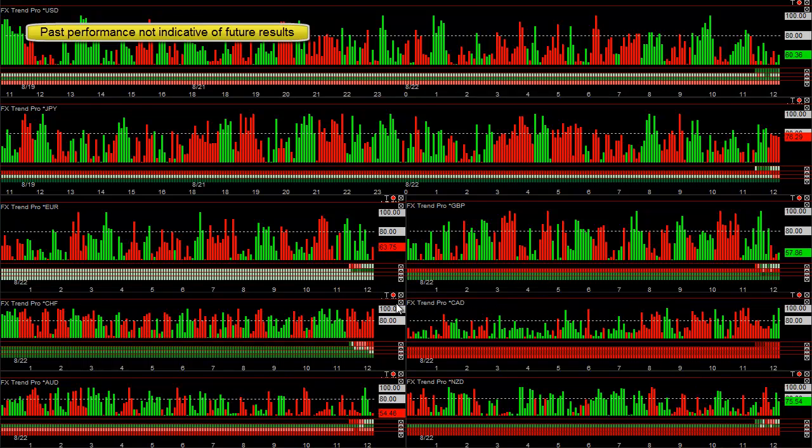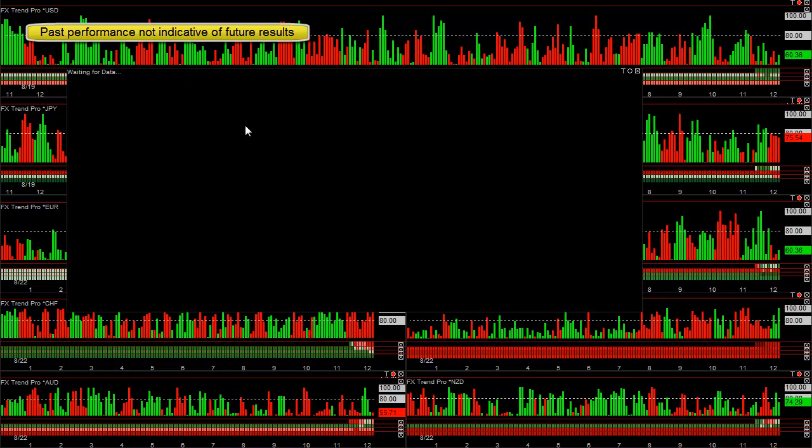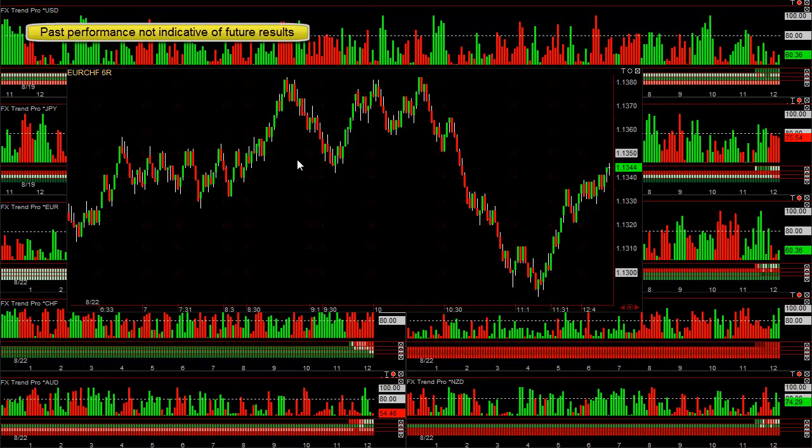In the last half hour, the Swiss became the weakest one, and it appears that the pound and the euro were one of the stronger ones. So even if you missed, basically you could be looking for euro Swiss buys in the last hour, and even if you missed the first point where it took off, notice the Swiss about 11:20 became weak.